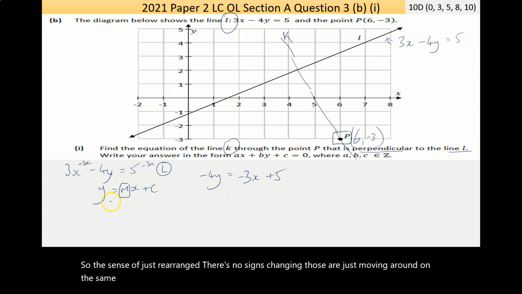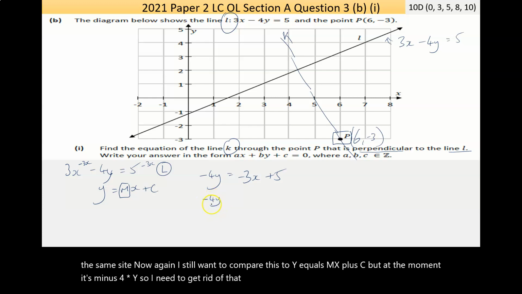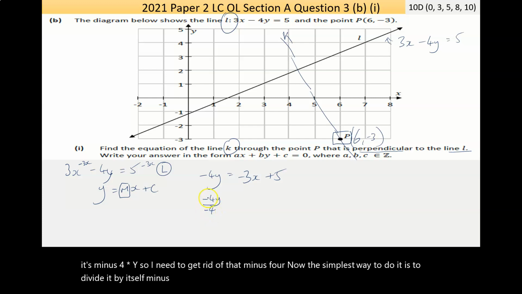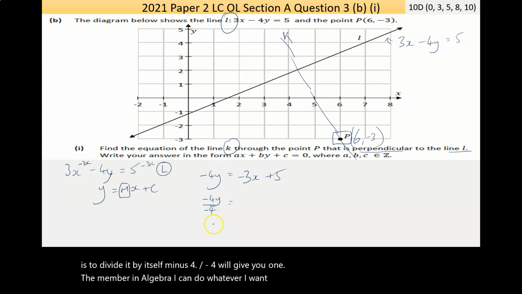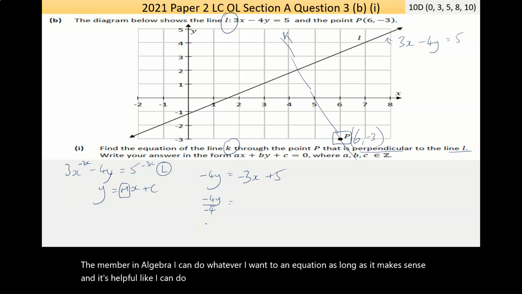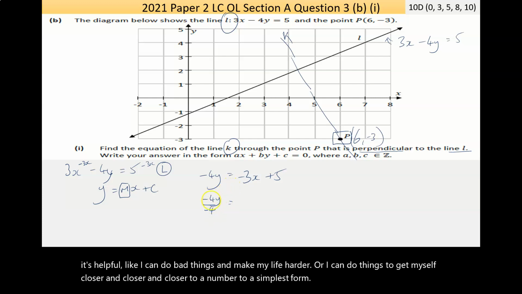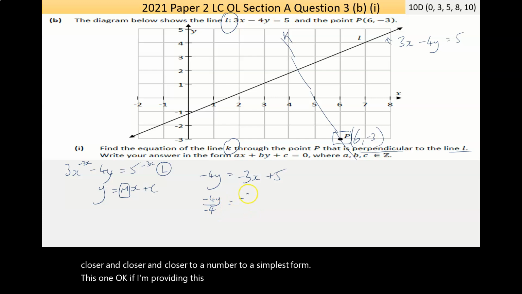Now again, I still want to compare this to y equals mx plus c, but at the moment it's minus 4 times y. So I need to get rid of that minus 4. Now the simplest way to do it is to divide it by itself. Minus 4 divided by minus 4 will give you 1. Now remember, in algebra, I can do whatever I want to an equation, as long as it makes sense and is helpful. I can do bad things and make my life harder, or I can do things to get myself closer and closer to the simplest form. Now, if I'm dividing this by minus 4, I must divide every other term by minus 4.